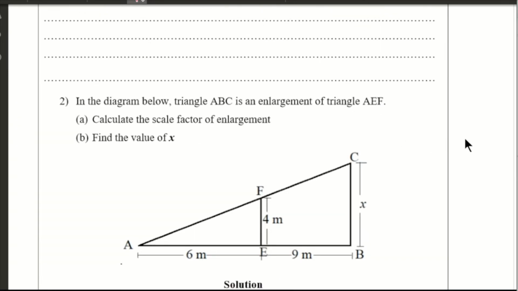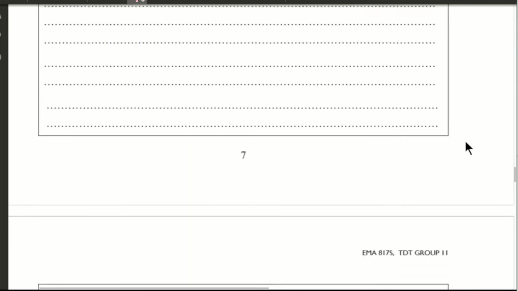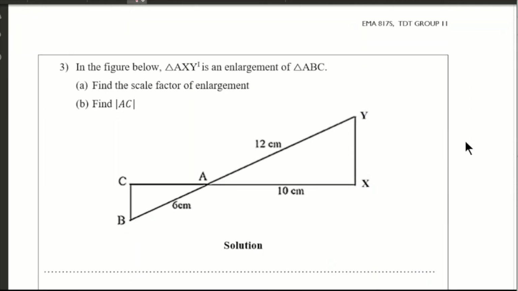And then question 2, in the diagram below, triangle ABC is an enlargement of triangle AEF. A, calculate the scale factor of enlargement, and B, find the value of X. And question 3, in the figure below, triangle AXY prime is an enlargement of triangle ABC. A, find the scale factor of enlargement, and B, find the length of AC.